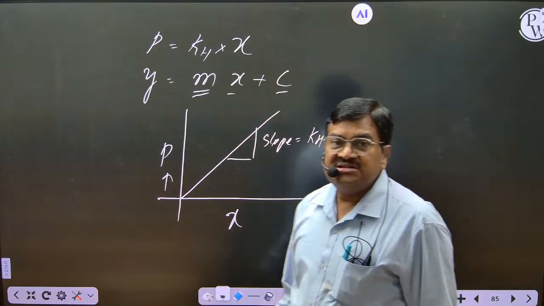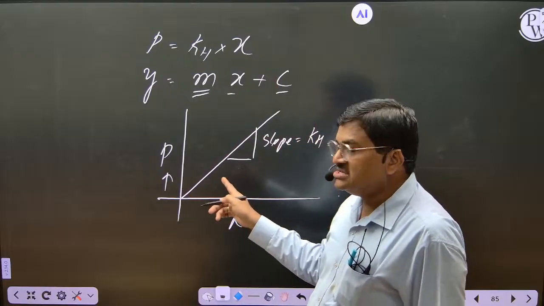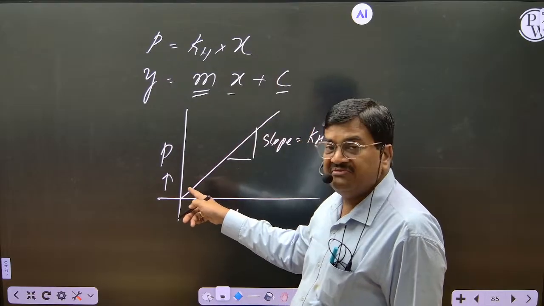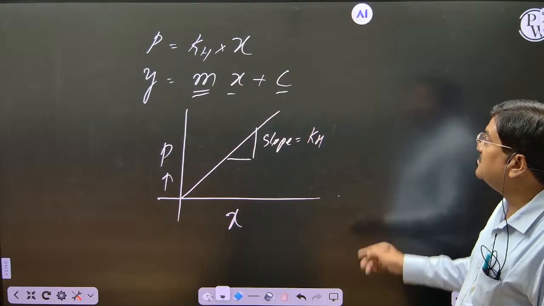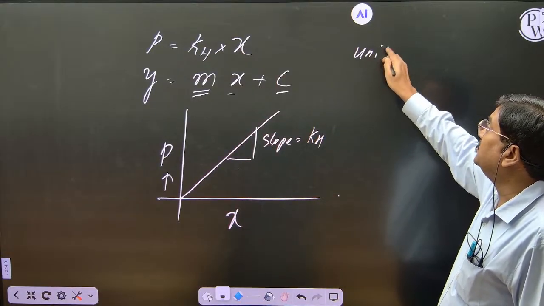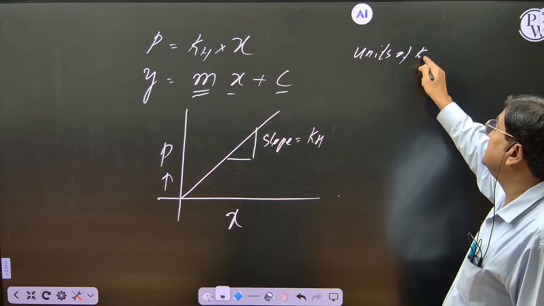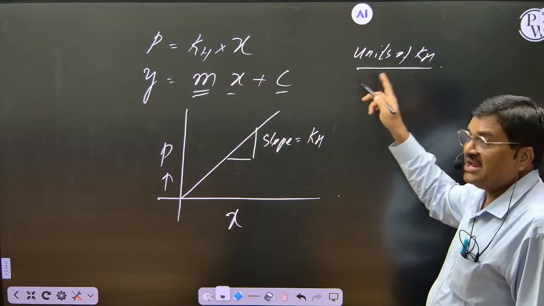Understood, all of you students? So this is important. In the graphical approach also they ask, what type of graph do we get when we plot partial pressure versus mole fraction. Clear for all? Now see what units this Kh will have. Units of Kh. See, units of Kh will be pressure unit.